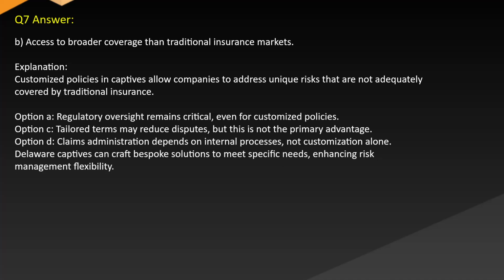Answer: B. Access to broader coverage than traditional insurance markets. Explanation. Customized policies in captives allow companies to address unique risks that are not adequately covered by traditional insurance. Option A. Regulatory oversight remains critical even for customized policies. Option C. Tailored terms may reduce disputes, but this is not the primary advantage. Option D. Claims administration depends on internal processes, not customization alone. Delaware captives can craft bespoke solutions to meet specific needs, enhancing risk management flexibility.